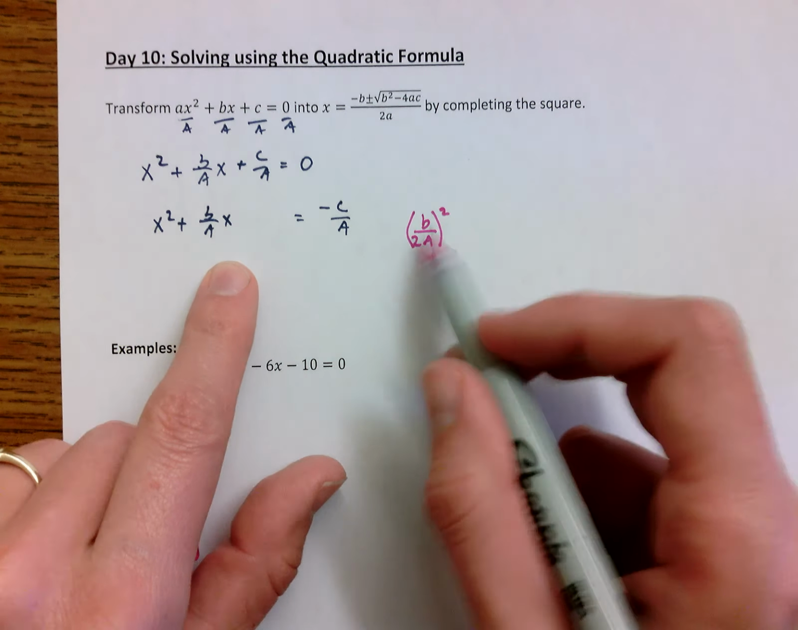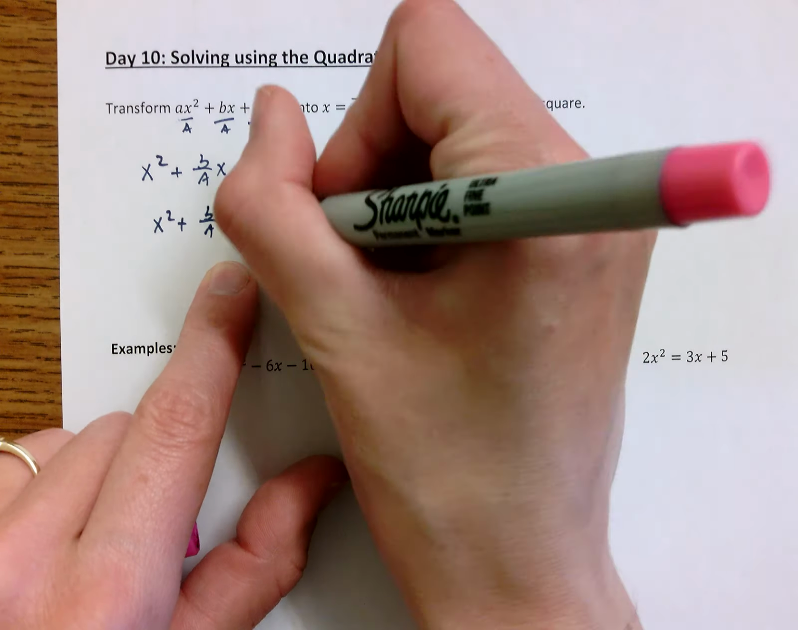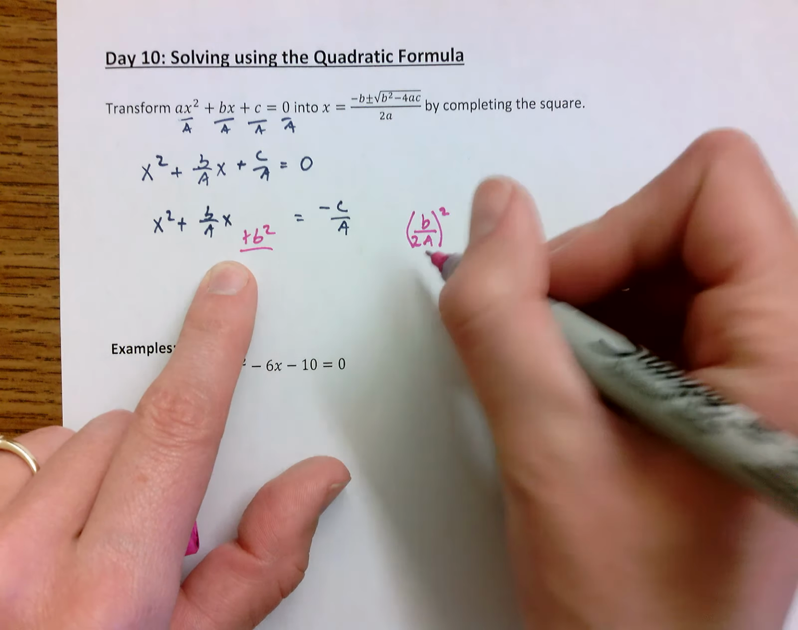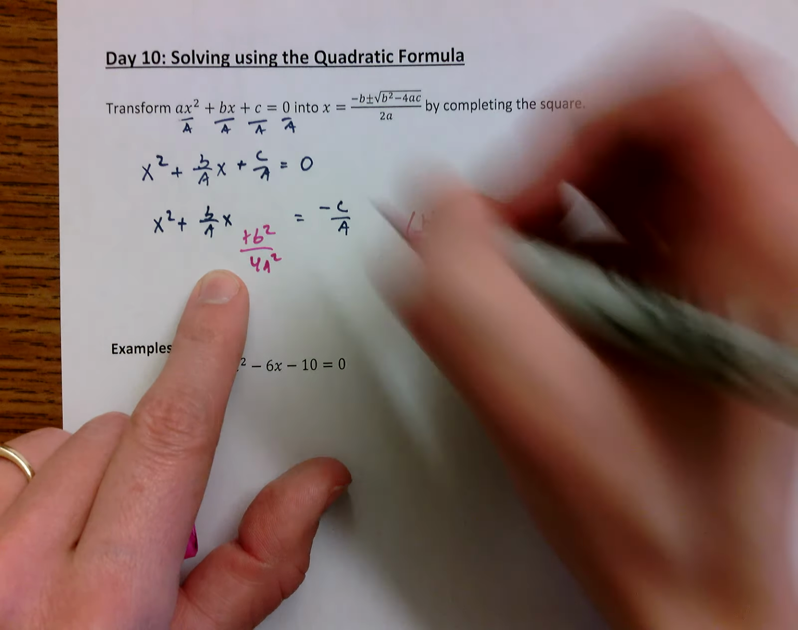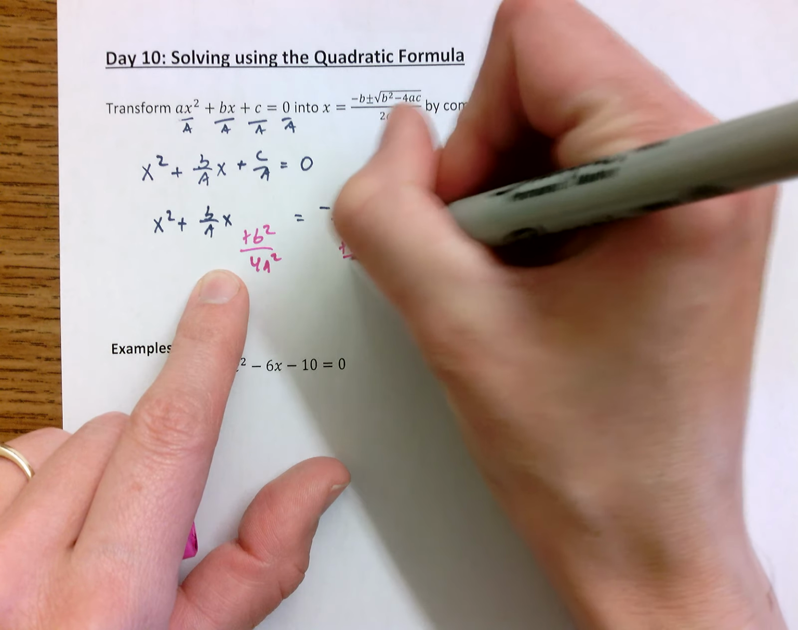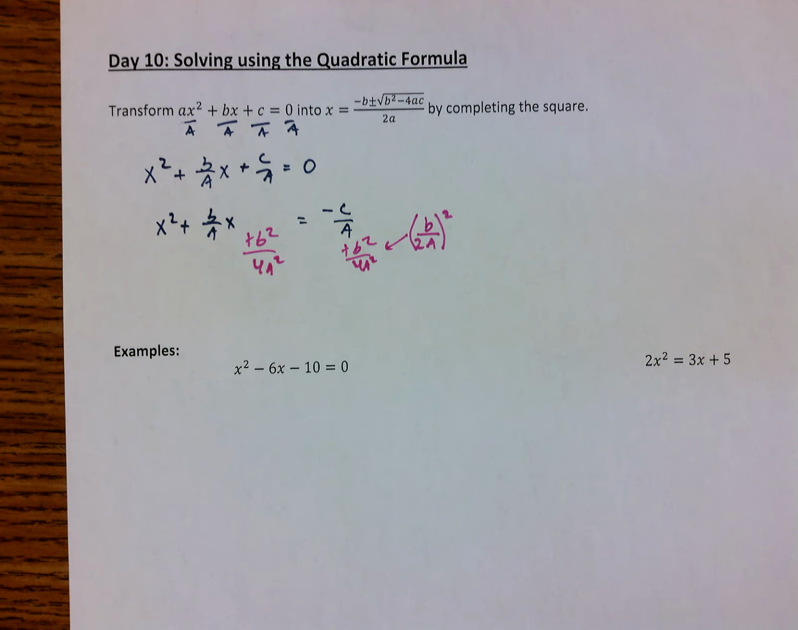Okay, so what is that going to work out to? If I simplify that, well, the top would be b squared, and on the bottom, 2a squared will be 4a squared, right? So that's what I'm going to actually add to both sides. It's just the simplified form. Okay, so that's what that is. All right, so we're adding that to both sides.